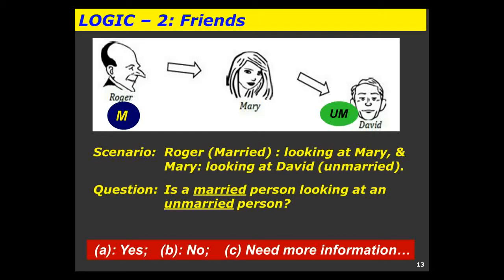Let's simulate this. If Mary is married, a married person is looking at an unmarried person. If Mary is unmarried, again a married person is looking at an unmarried. So we did not need more information, even though common sense told us we needed information.